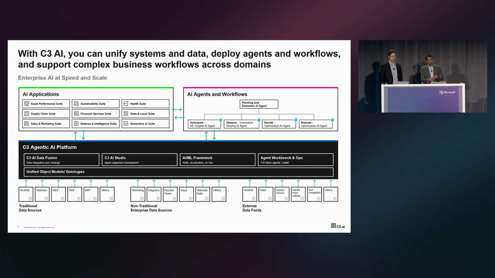So with C3 AI, you can unify data systems. Along the bottom, you see traditional data sources, ERP, CRM systems, et cetera, as well as non-traditional ones, whether it's imagery, sensor data feeds, geospatial data, and then external data, weather, social media, et cetera. You can basically bring in all your data. The claim to fame at C3 is really an ontology layer, an object modeling layer. So you can bring your data in, transform it, or virtualize it. And then what's really cool is that bottom layer, unified object models / ontologies.